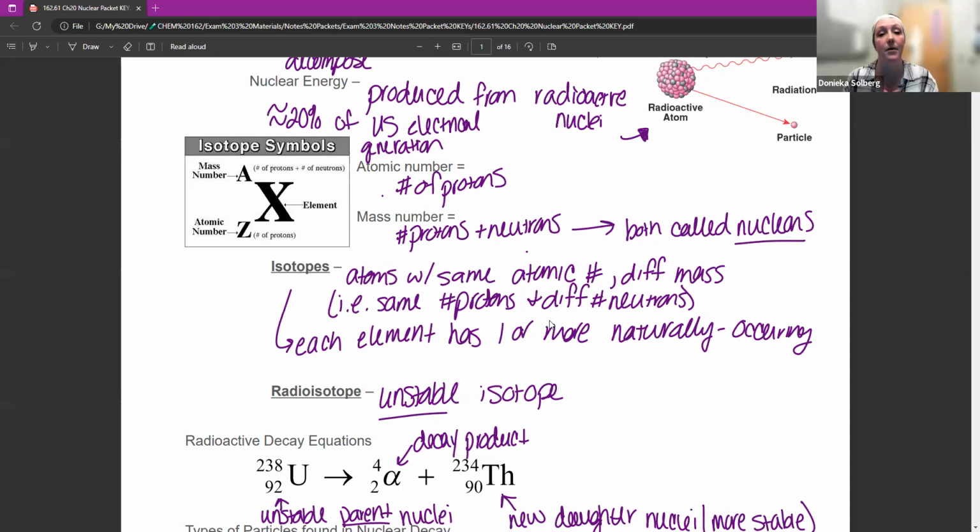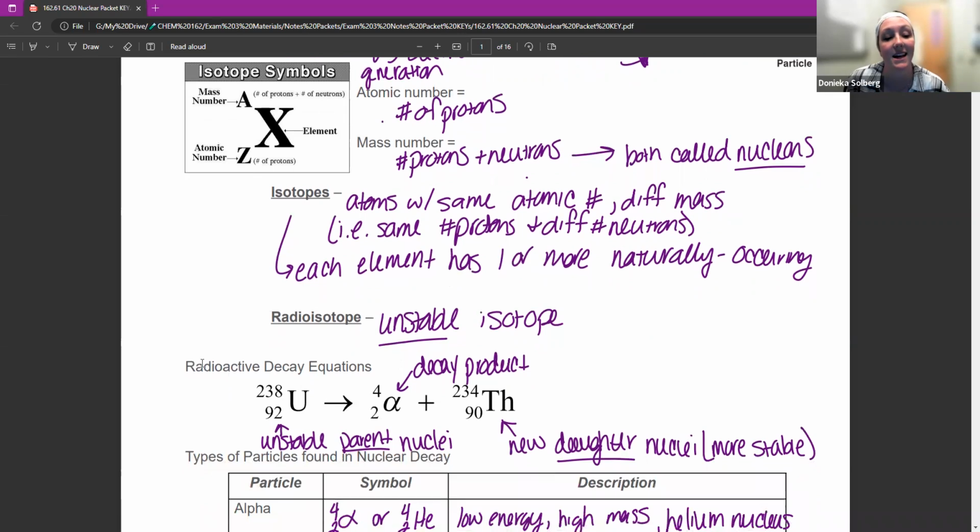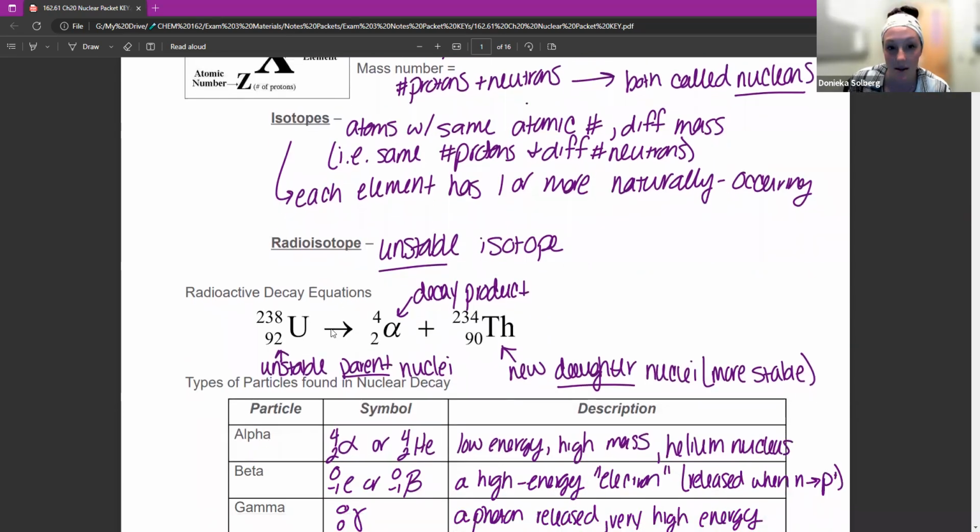So for these decay processes, we are going to start writing decay equations. These essentially show you what happens when a radioactive particle decays. So it says what you start with. Take uranium-238. This is uranium that has 238 nucleons, protons plus neutrons, and uranium is number 92. It always has 92 protons. Uranium-238 is actually a very unstable nucleus, a radioisotope, if you will. So it's going to decay.